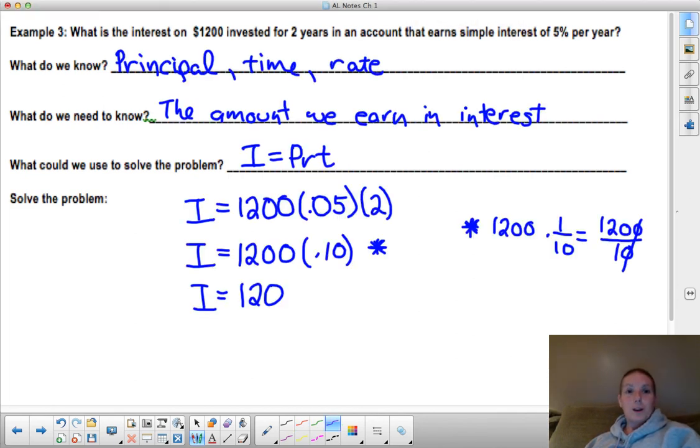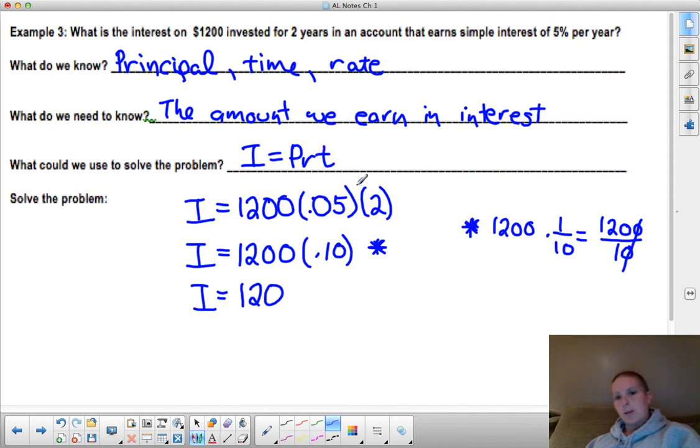So hopefully you paused it and you wrote it out. This was an I equals PRT problem. They gave us the principal, the amount we invested, the time of 2 years, and the rate 5%. They asked us to find the amount of interest we could earn. Here's our formula, I equals PRT.